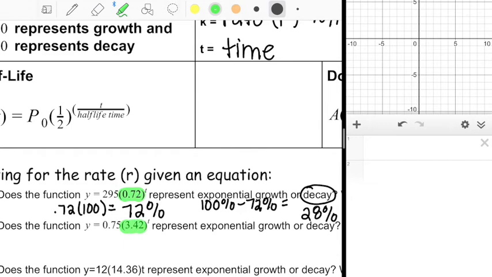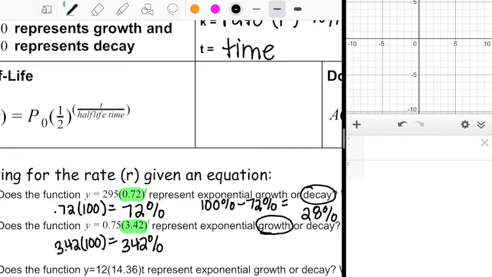All right, so for the next one, I have 3.42. This is obviously going to be growth because it's much larger than 1. I'm going to multiply it by 100 and turn it into a percentage, which is 342%. Now, how far is 342% from 100? Well, subtract 100 from it because this one's a bigger value. That means it is growing by 242%.